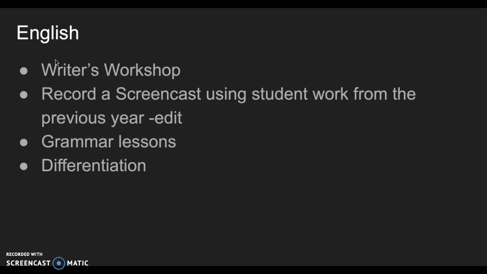This is your differentiation, guys. This is where you're looking at the kids and you're saying, this specific kid needs this right now. So I might have a group of students over here who are working on writing their paper. I might have a group of students over here who are working on watching the videos that I've sent that's tailor-made to meet their needs. I might have a group over here who's already watched the videos, and so now they're working on editing their paper. You can record a screencast using student work from the previous year and you going through and editing.